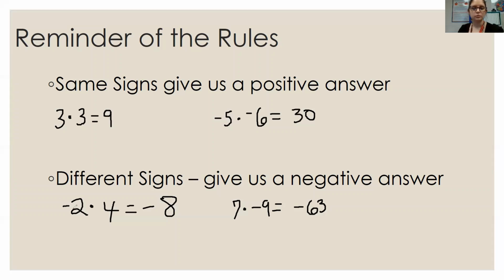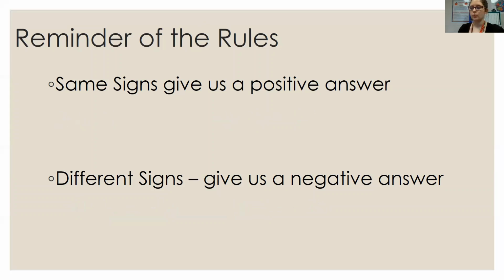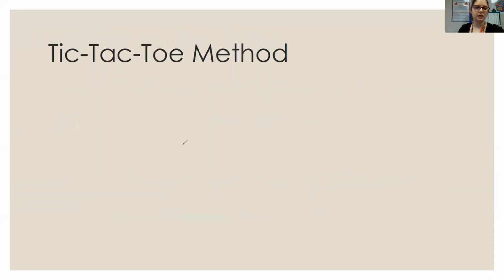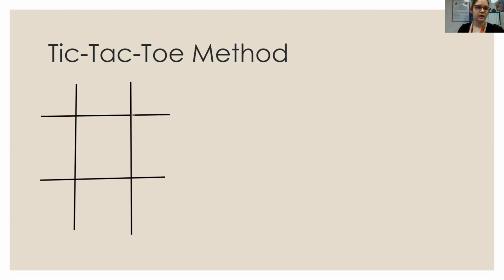Okay, so those are our rules for multiplying integers. Now, one thing we did do was to look at a method called the Tic Tac Toe Method that helps us keep our answers organized with positives and negatives. The Tic Tac Toe Method simply starts by drawing a tic-tac-toe board and then filling it in with positive and negative symbols. So our positive symbols fit on the diagonal from the upper left hand to the lower right, and our negatives fill everywhere else.